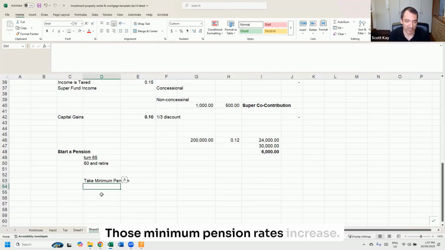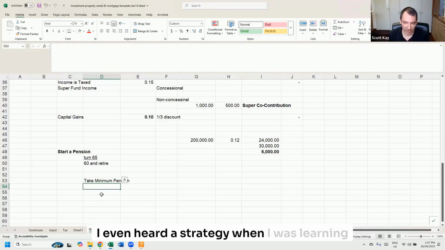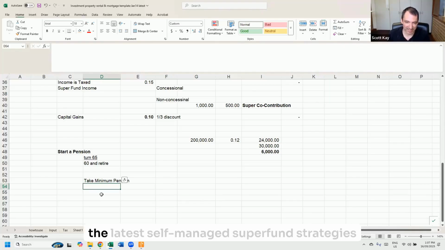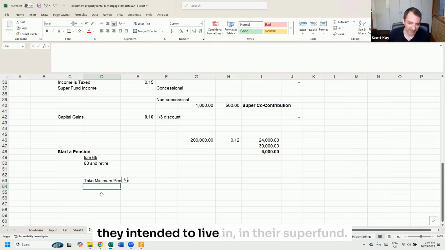Those minimum pension rates increase. It is possible to take more than the minimum. I even heard a strategy when I was learning the latest self-managed super fund strategies, of someone who had bought a property that they intended to live in through their super fund. And obviously you can't do anything with your super fund that's personal.